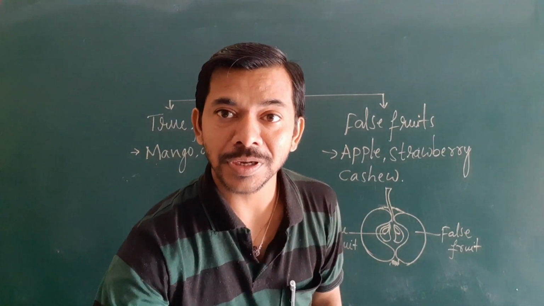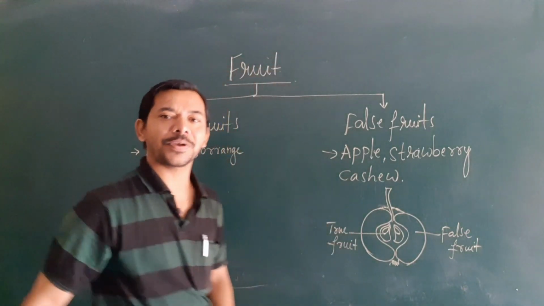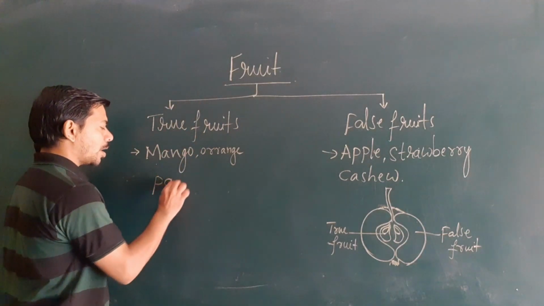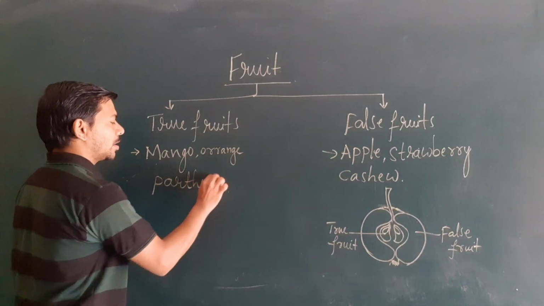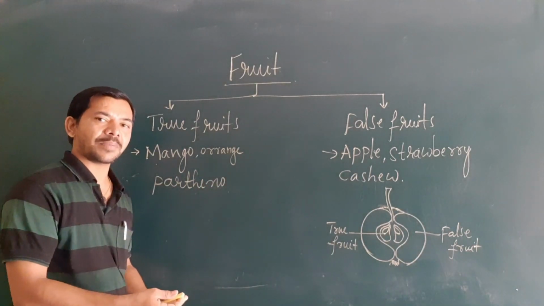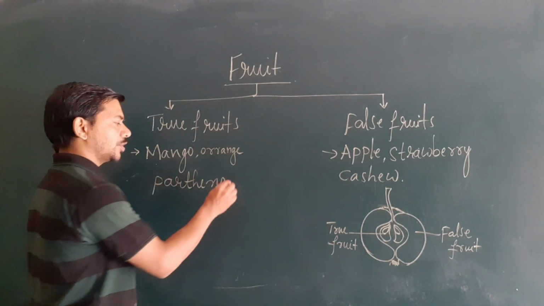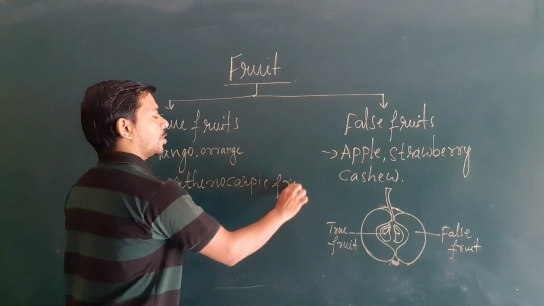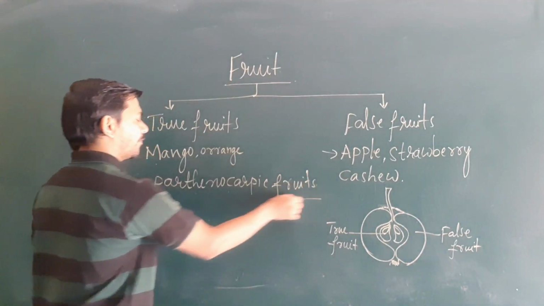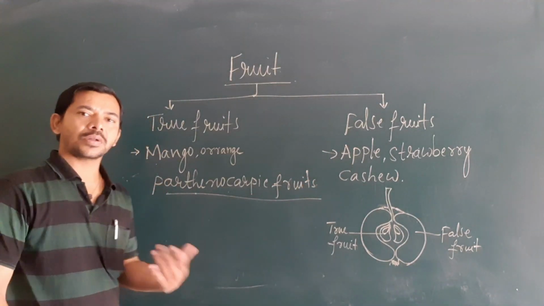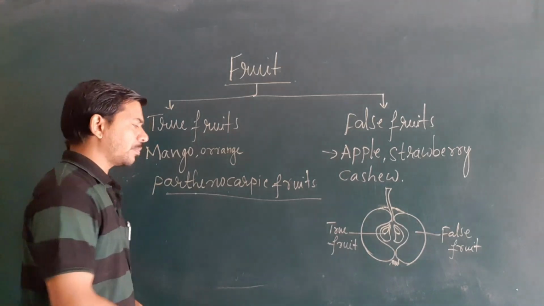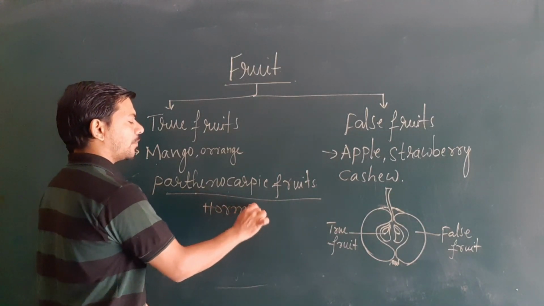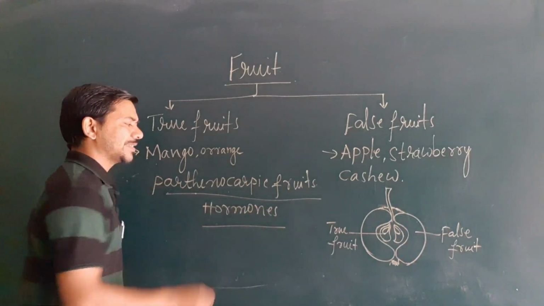Do you know which one? It is nothing but parthenocarpic fruits. What are parthenocarpic fruits? Parthenocarpic fruits are the fruits which are developed without fertilization. And parthenocarpic fruits are developed by using hormones. What kind of hormones do they use to produce seedless fruits?